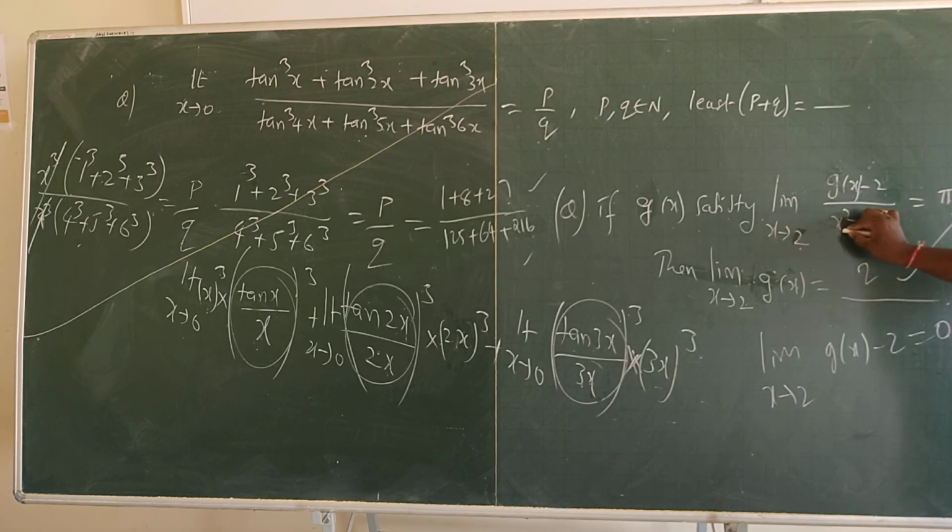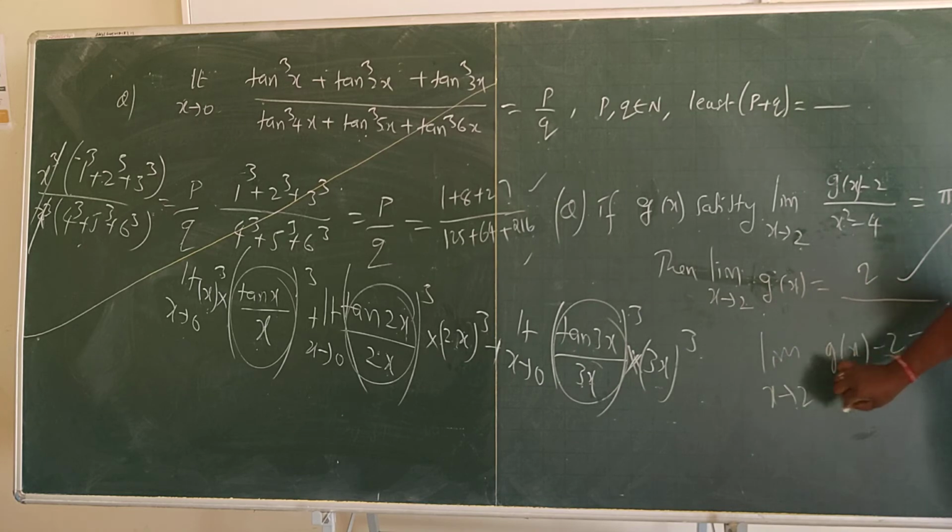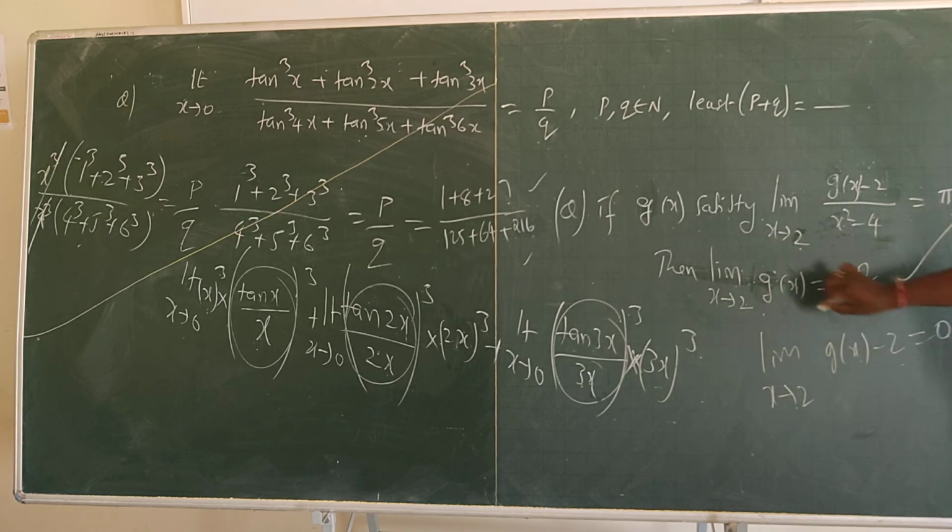So if I substitute 2 here, 2 square value 4 minus 4 is 0. So if the limit exists, you have to get numerator and denominator in 0 by 0 form. So g of x minus 2 should be 0. So limit x tends to 2 of g of x minus 2 is 0. So limit x tends to 2 of g of x value is 2. That is the answer.